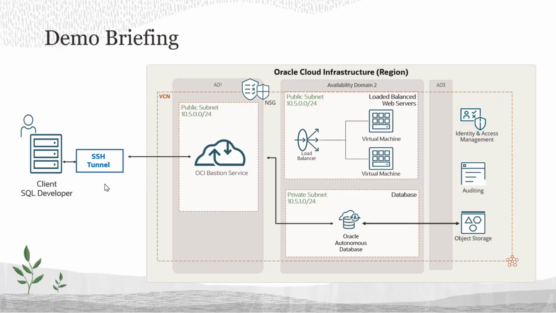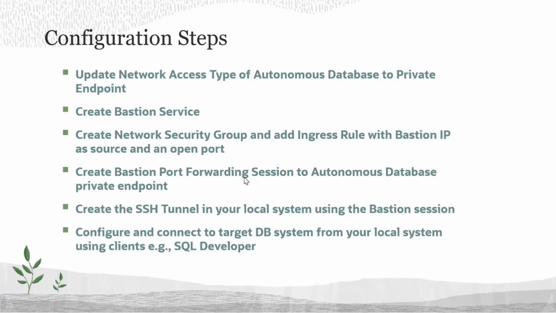In order to access Oracle Autonomous Database in the private subnet, we are going to first set up an SSH tunnel from your client system to the Autonomous Database endpoint using an OCI Bastion service session. So what are the steps we are going to configure? First, we'll update the network access type of the Autonomous Database to private endpoint. At present, it is set to secure access from everywhere. We will update that to private endpoint access.